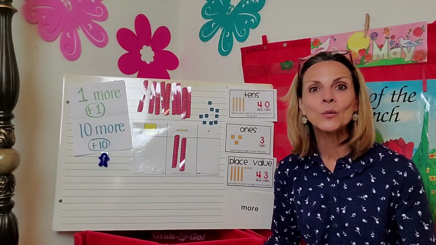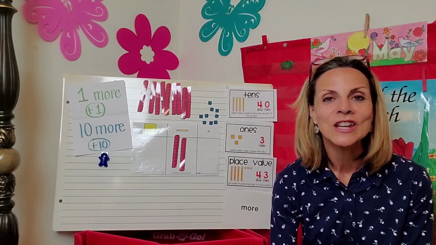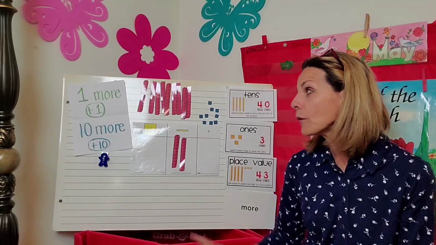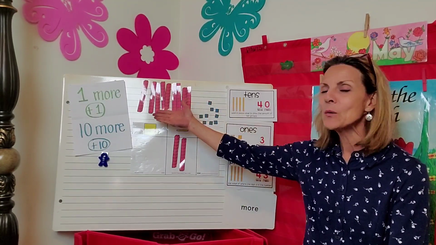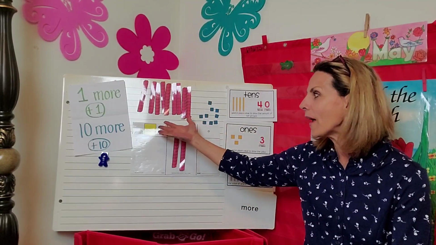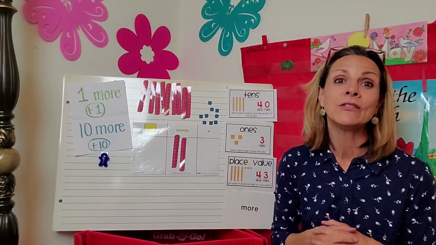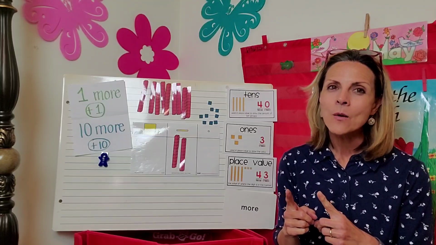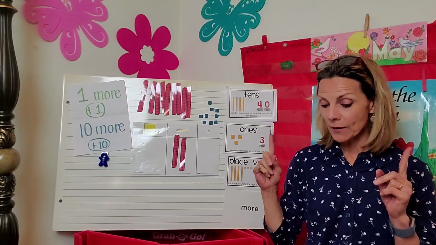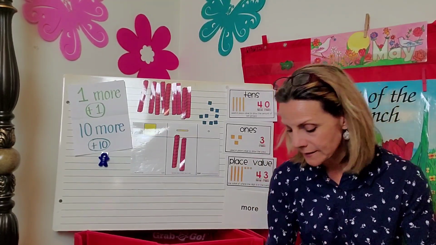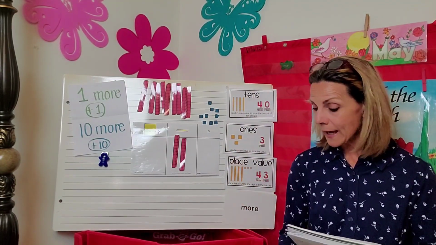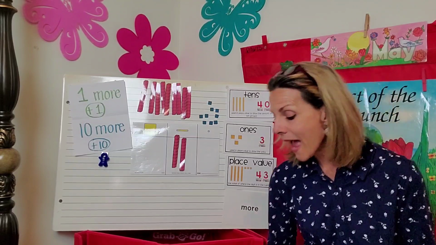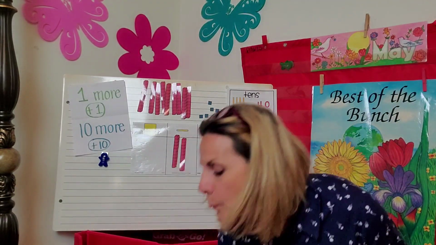Well, that is really a great strategy for when you're thinking about adding using your place value. So for adding 1 more and 10 more, we now have a strategy that we can even use later on when we're adding bigger values. Now here's what I want you to do for practice. Thinking about adding 1 more and 10 more, I'm going to have you gather, and we talked about this in our last math video when we were thinking about place value.